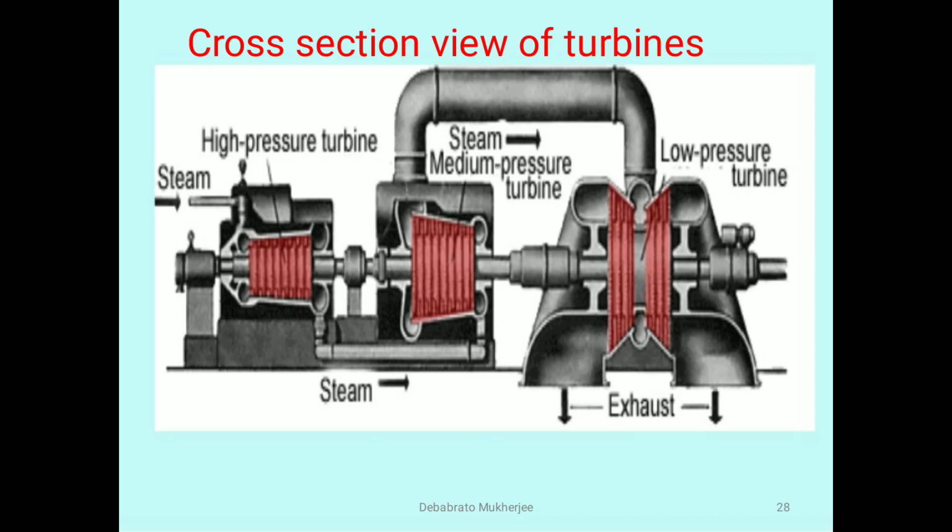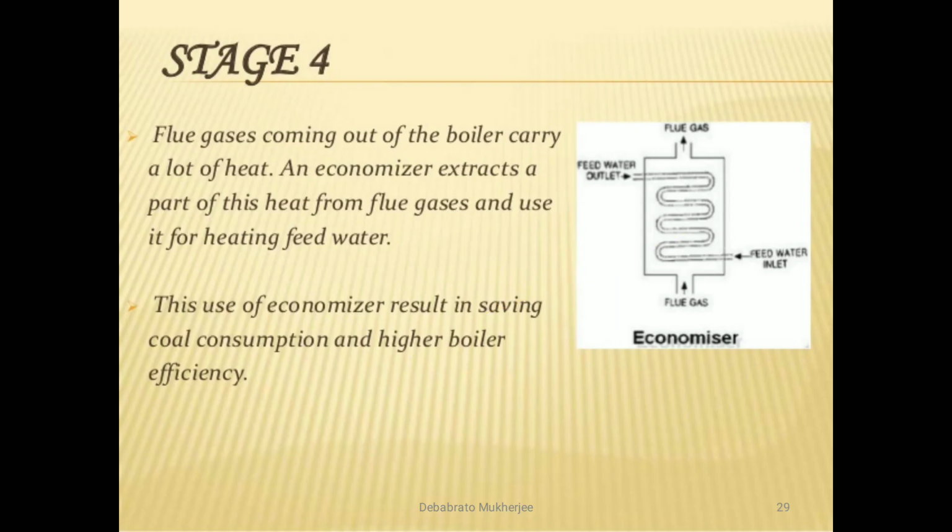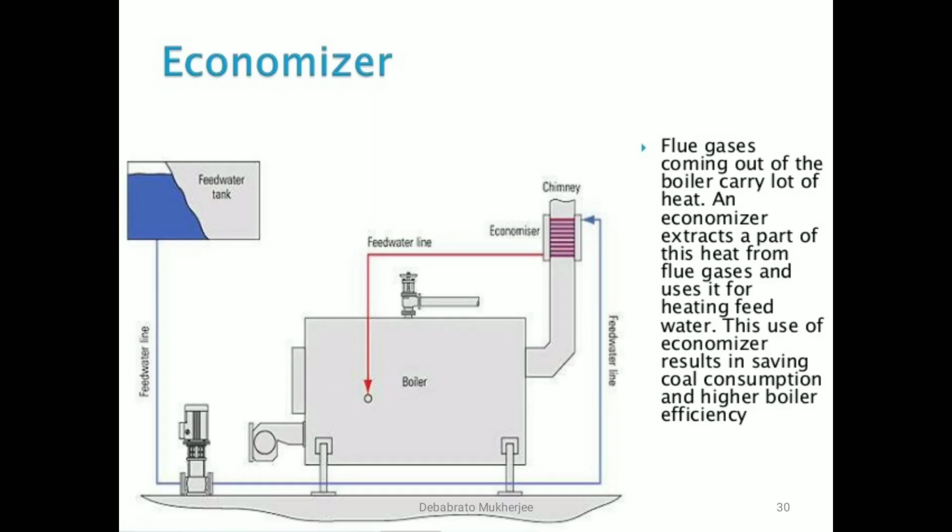It is a front view. You can see high pressure, intermediate, and low pressure. This is the economizer part. You can see there is a tube with feed water outlet and feed water inlet. Economizer.